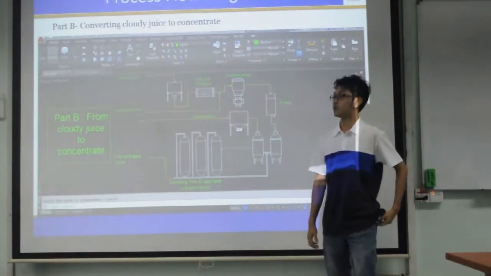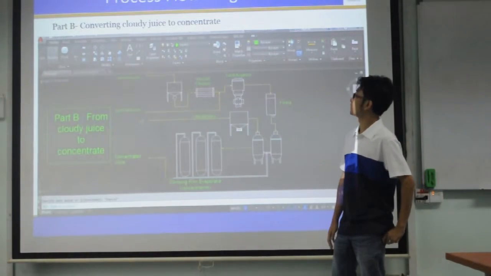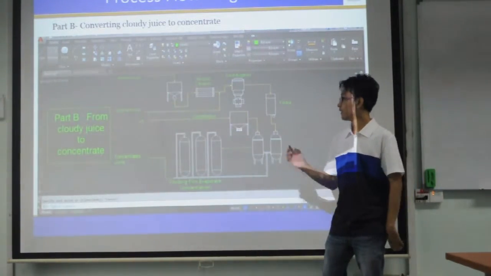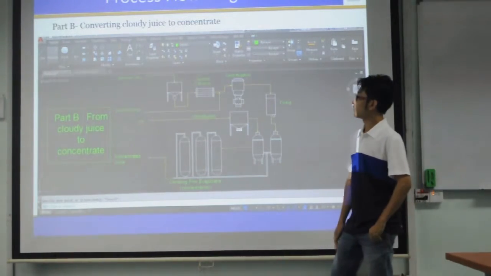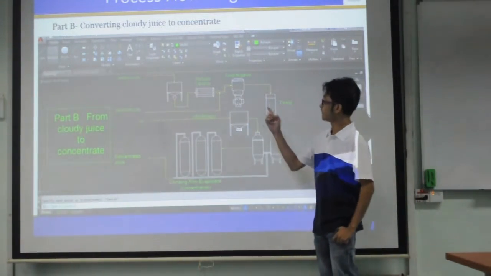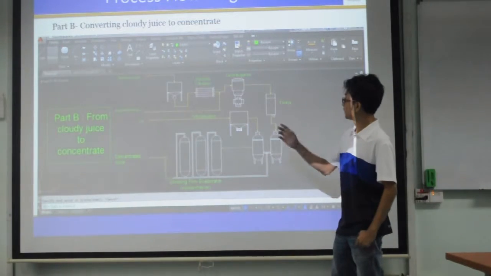After this, I will proceed to part B of the process flow diagram, where we will see that the cloudy juice is converted to concentrate. From part A, we got two products, sediment and supernatant, that will undergo the next process.